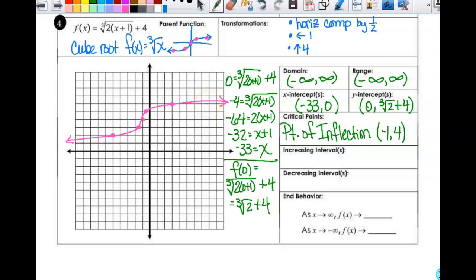Okay. All right, so increasing, well, I just said it. It's increasing the whole time, right? So negative infinity to infinity. And it's not decreasing at all. As x approaches infinity, f of x approaches infinity. And as x approaches negative infinity, f of x approaches negative infinity. Very good. All right, what questions do you have?